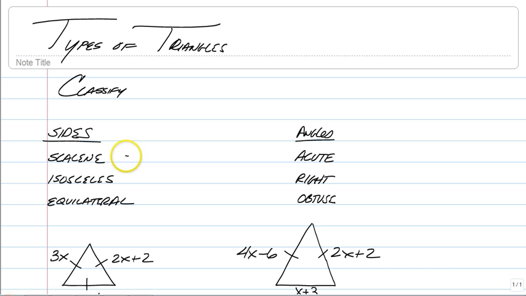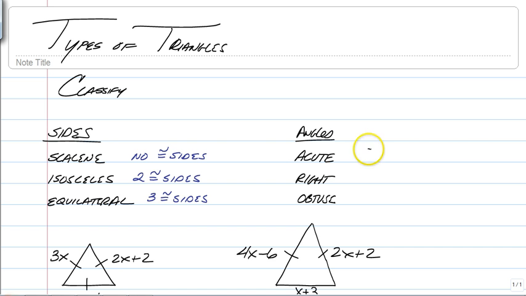A scalene triangle has no congruent sides. That means all three sides of the triangle have different lengths. An isosceles triangle has two congruent sides or more. But the "or more" part is an equilateral triangle, where it has three congruent sides, which means all three sides of the triangle are the exact same length.